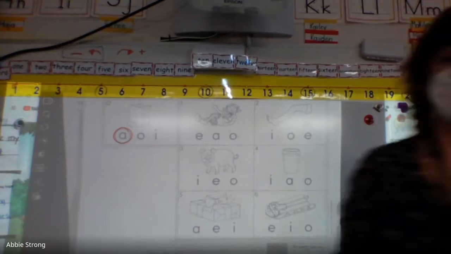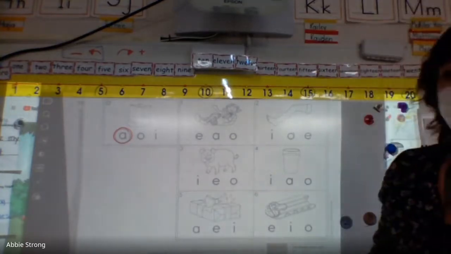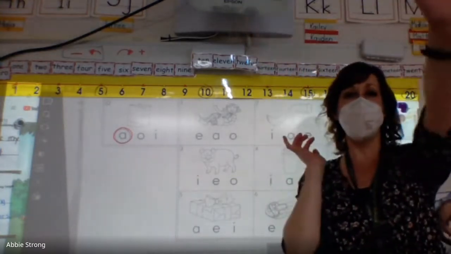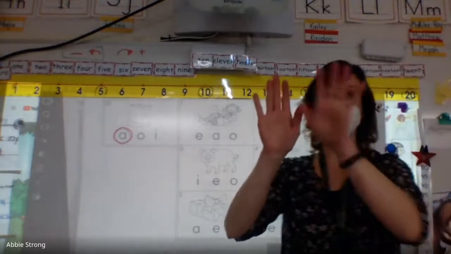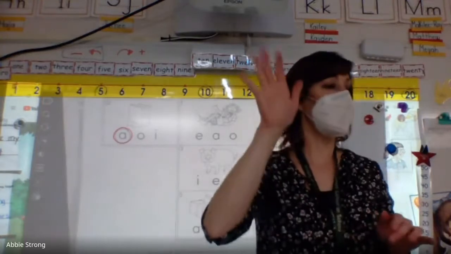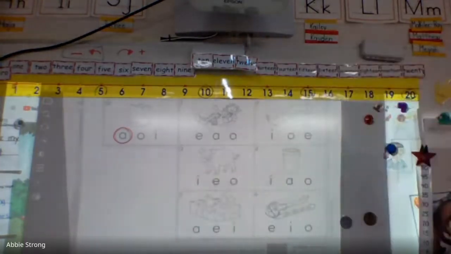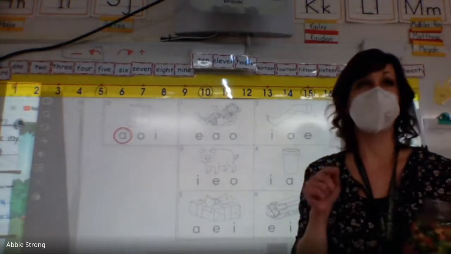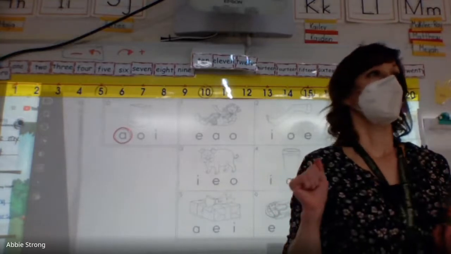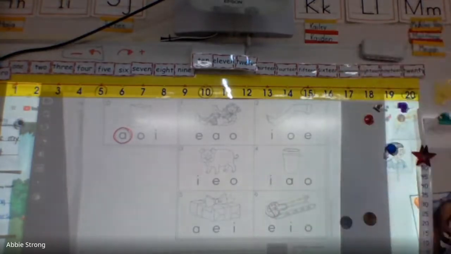The next one is a picture of a glass. Listen to the sound. Glass. That a sound. Circle the letter in box number 4. In box number 4, what letter makes the a sound? You can write it on your board. What letter? Okay, coming around, looking for things to be circled.